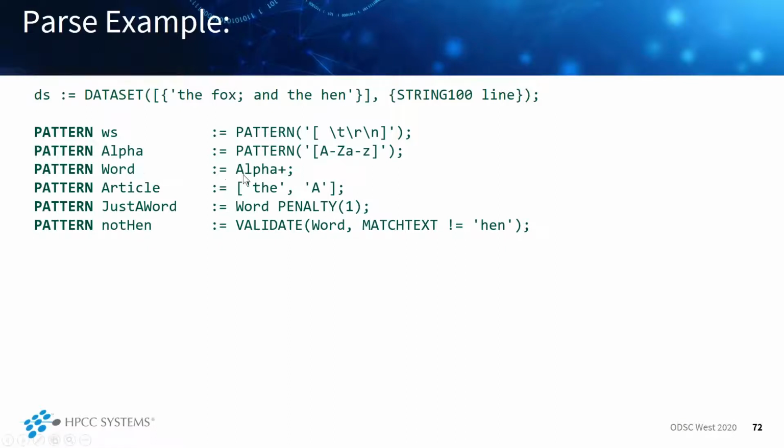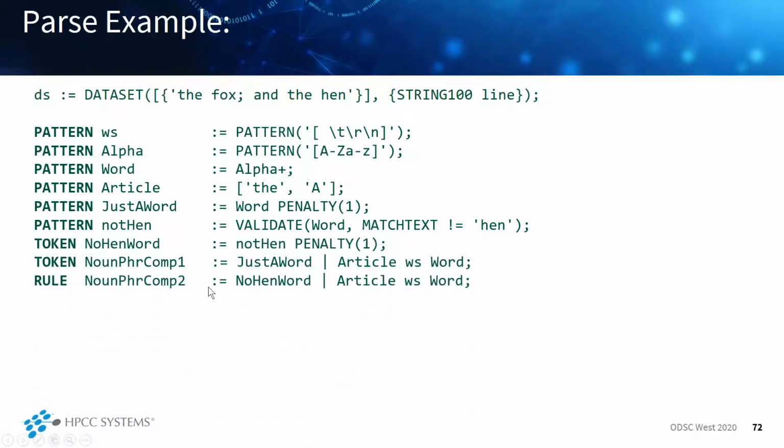And then a word is any alpha character, one or more. That plus sign after alpha means one or more. Here's a list of patterns: the, and here is just a word with a penalty of 1. And then a not hen pattern, which is give me all the words that are not hen, HEN. Here's some tokens that say, give me the not hen, but put a penalty on it. And then here's a token and a rule. The token says just a word or article whitespace word.